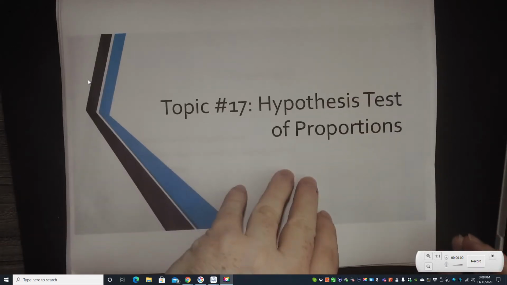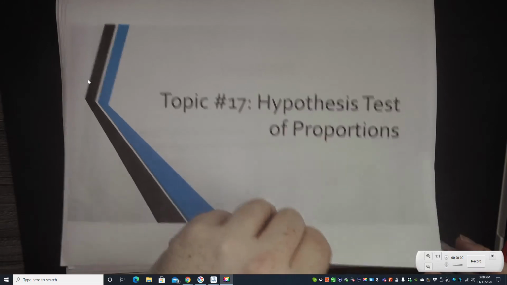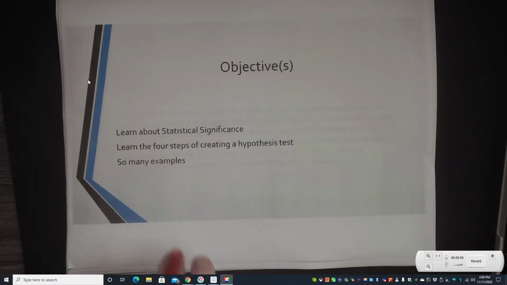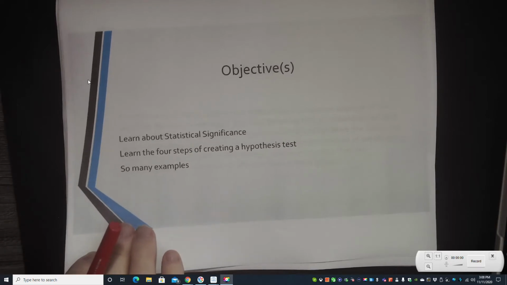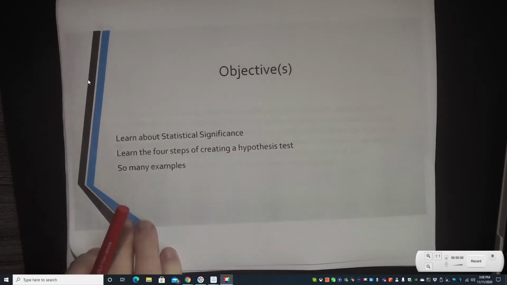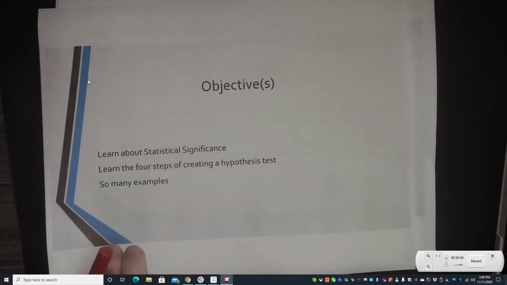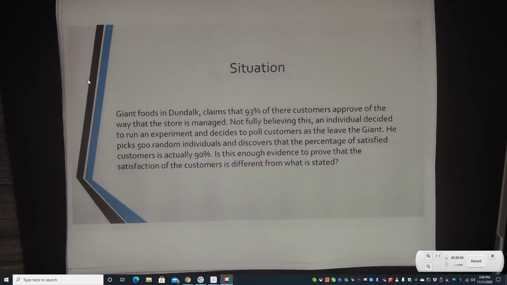Alright, so let's talk about one of the biggest topics that we're going to see here, the hypothesis test of proportions. We're going to talk about a whole bunch of different things today. You have to really follow it to really get it down, but it's a hypothesis test about proportions. And the best thing to do is look at it from one situation and just break it down by the steps. So let's look at the situation here.